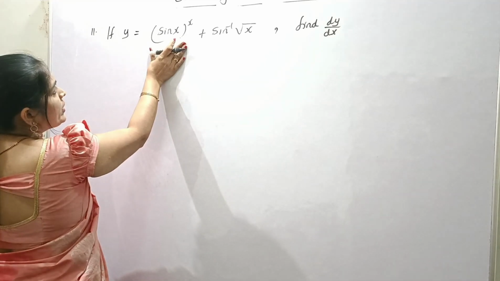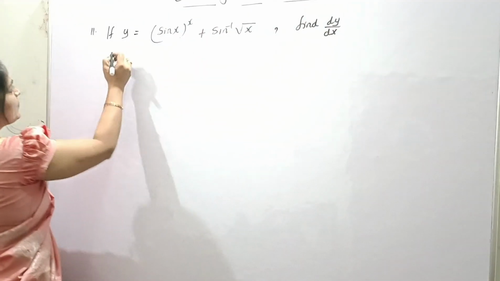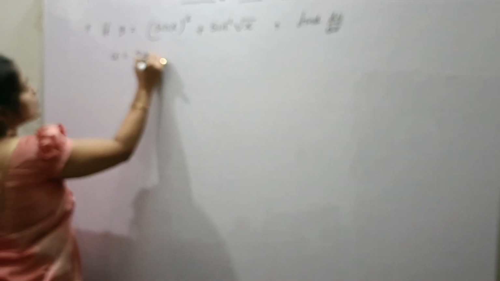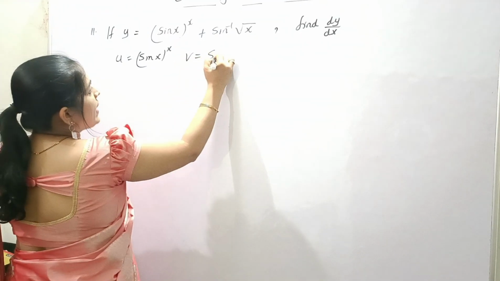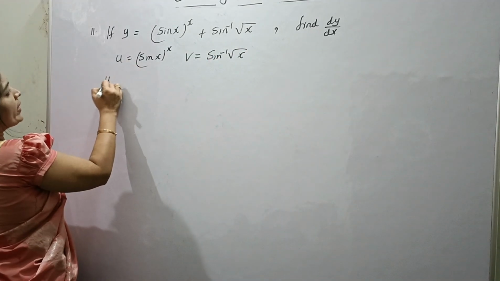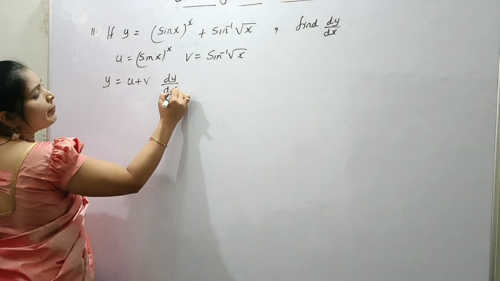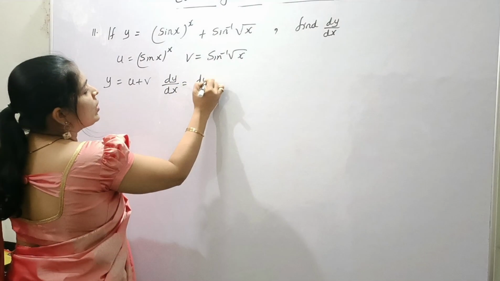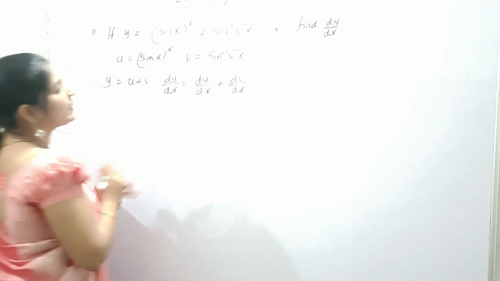So let's take u is equal to (sin x) raised to x and v is equal to sin⁻¹√x, okay? Then what is y? y is equal to u plus v. Therefore here we have to find dy/dx. dy/dx is equal to du/dx plus dv/dx, right?